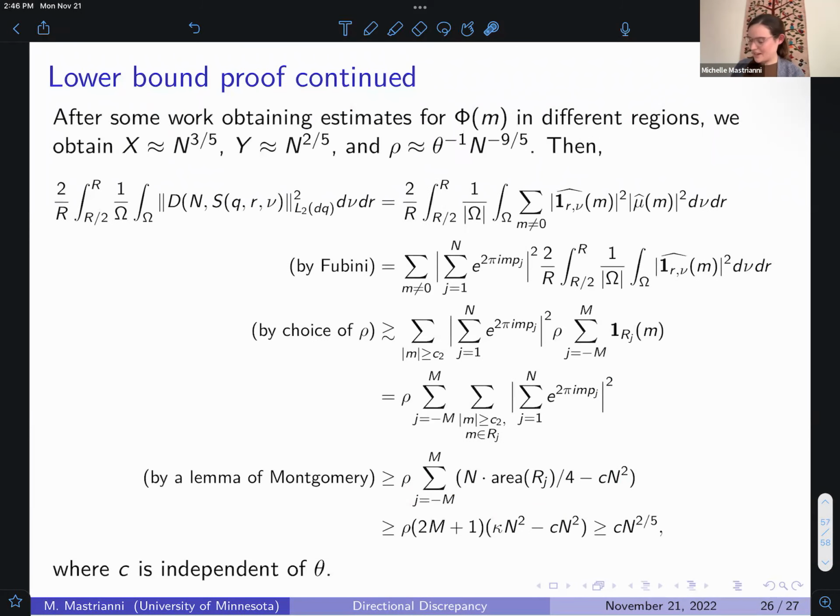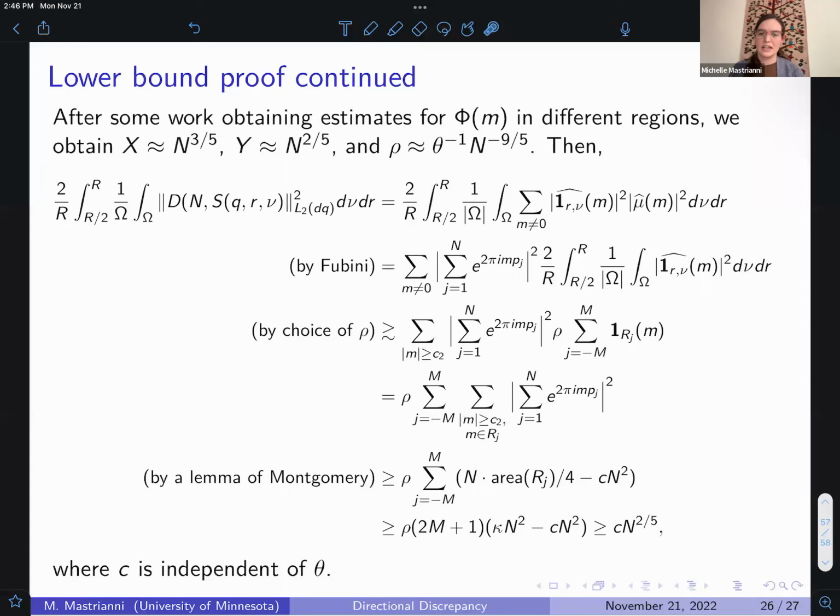So essentially, the rectangles were of area kappa times n. If we choose kappa large enough, then we get a lower bound of n to the 2/5 if you put everything together based on our estimates for x, y, and rho. So that was the square of the discrepancy. Then the L2 discrepancy is lower bounded by n to the 1/5. And that concludes our results for restricted intervals.